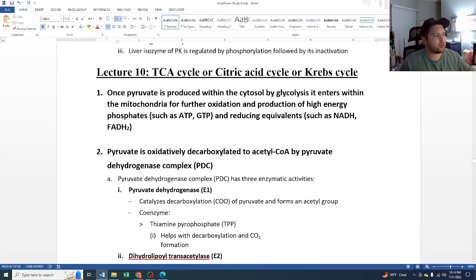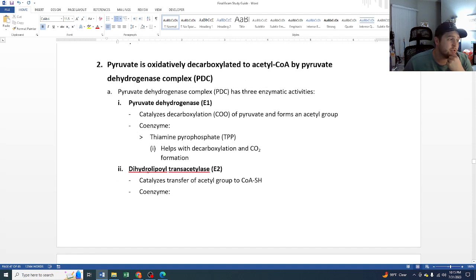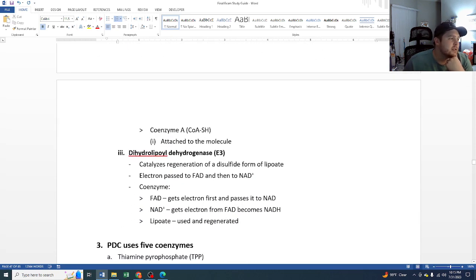Okay, lecture 10. TCA cycle or citric acid cycle or the Krebs cycle. These are all AKAs for the same exact thing. So again, going through it. Pyruvate is oxidatively decarboxylated to acetyl-CoA by pyruvate dehydrogenase complex, PDC. The pyruvate dehydrogenase complex has three different enzymatic activities. You have the pyruvate dehydrogenase, the dihydrolipoyl transacetylase, and the dihydrolipoyl dehydrogenase.